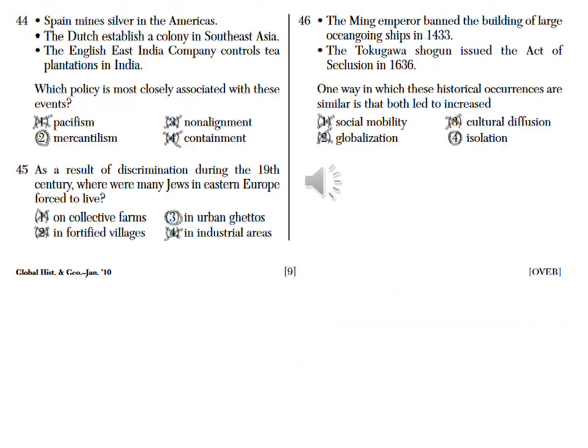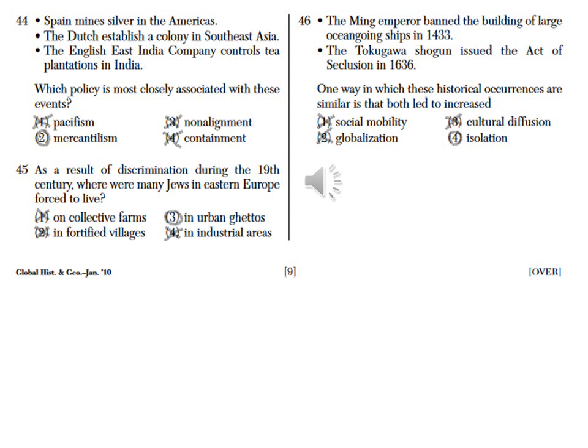Question 44. So we got 3 bullet points. Let's examine them. So Spain mines silver in Americas. The Dutch established a colony in Southeast Asia, and the English East India Company controls tea plantations in India. So which policy is most closely associated with these events? Is it 1, pacifism? No, because pacifism, that's when you want to avoid war, you want to be peaceful. So that's the wrong answer.